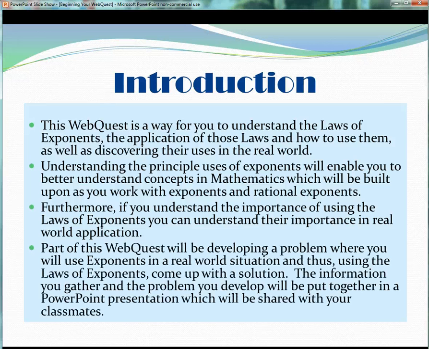Part of this WebQuest will be developing a problem where you will use exponents in a real-world situation and thus, using the laws of exponents, come up with a solution. The information you gather and the problem you develop will be put together in a PowerPoint presentation which will be shared with your classmates.